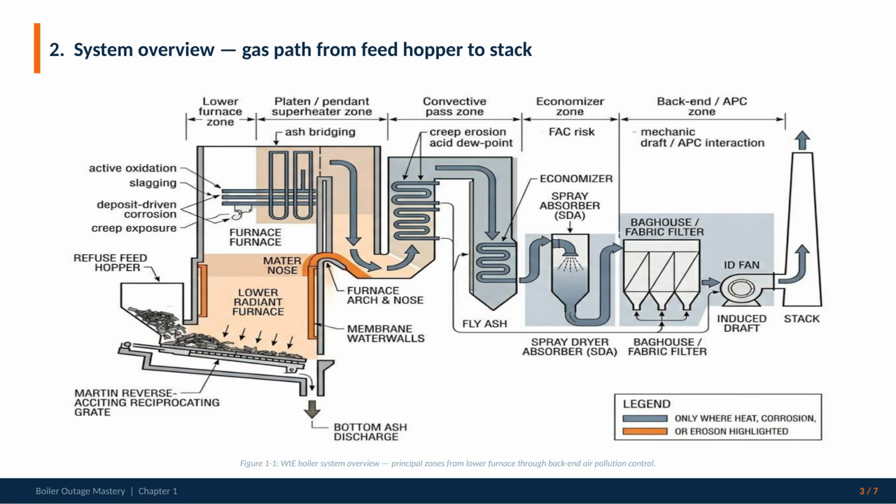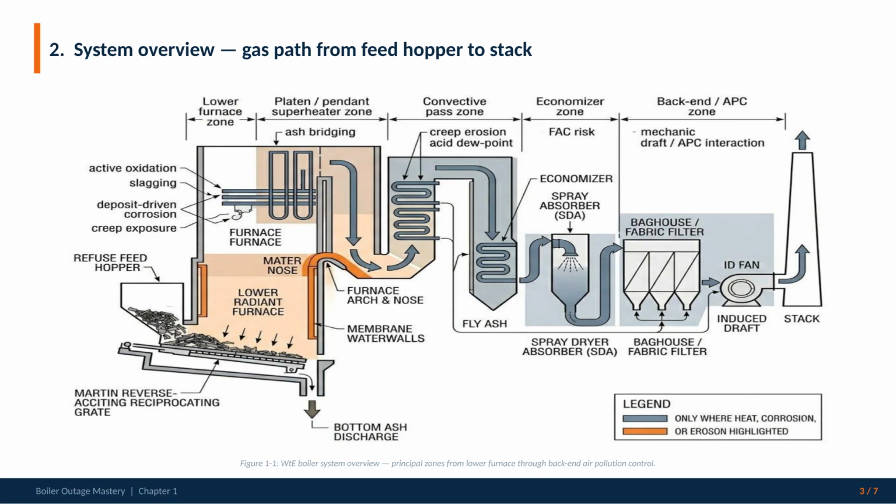From the grate, combustion gases rise through the lower radiant furnace. This is the harshest environment in the boiler. Flue gas temperatures commonly run between 1,000 and 1,800 degrees Celsius. Your tube metal temperatures are typically in the 350 to 500 degree range, precisely where chloride-driven active oxidation is most aggressive. I want you to remember that temperature window because we will come back to it repeatedly throughout this course.